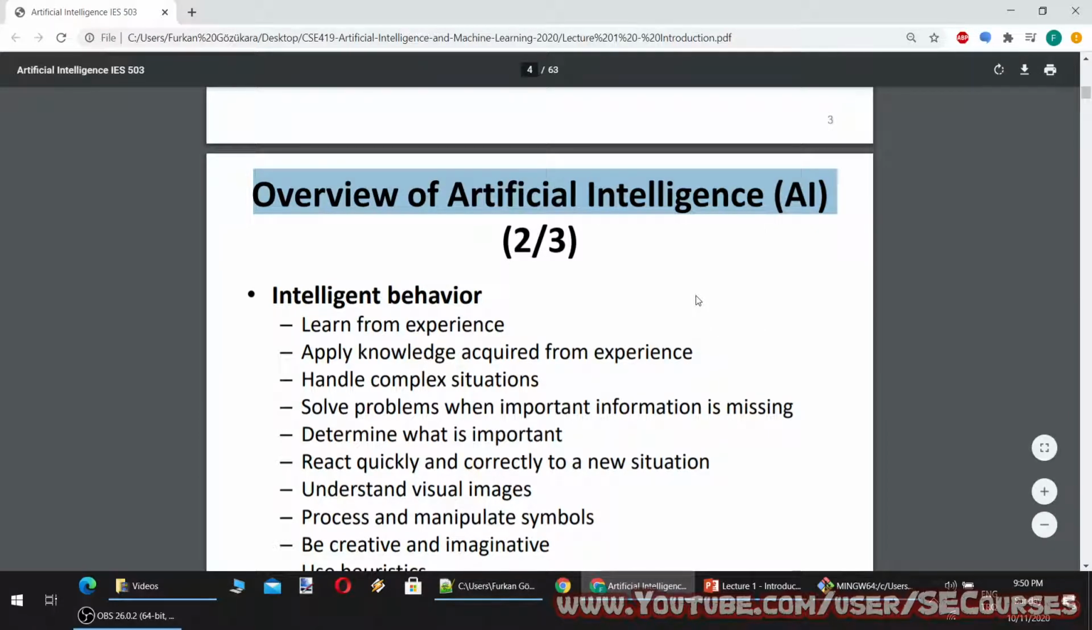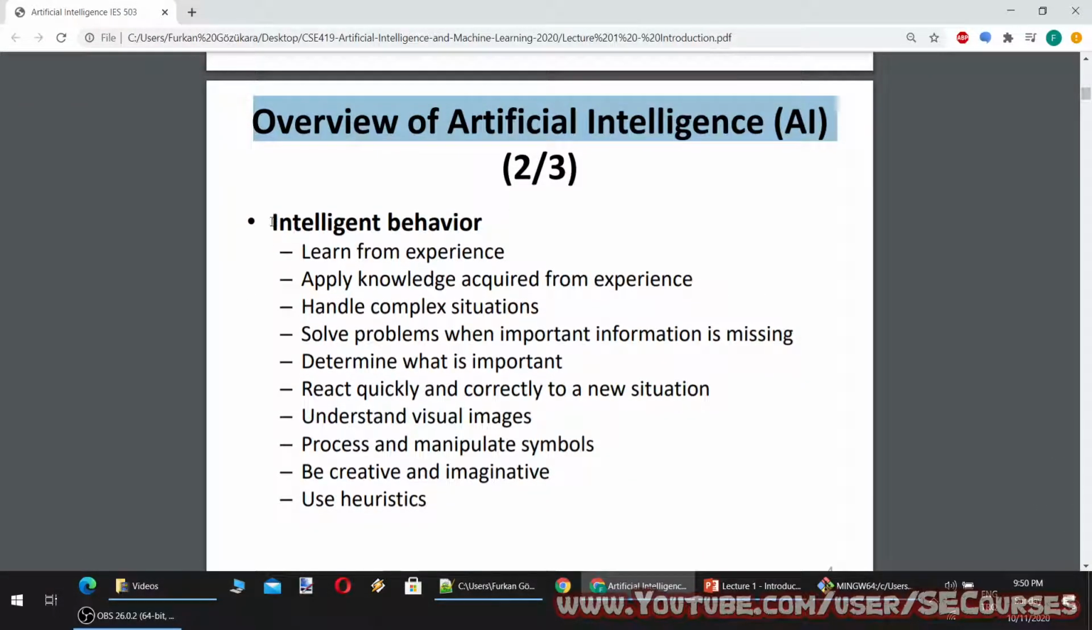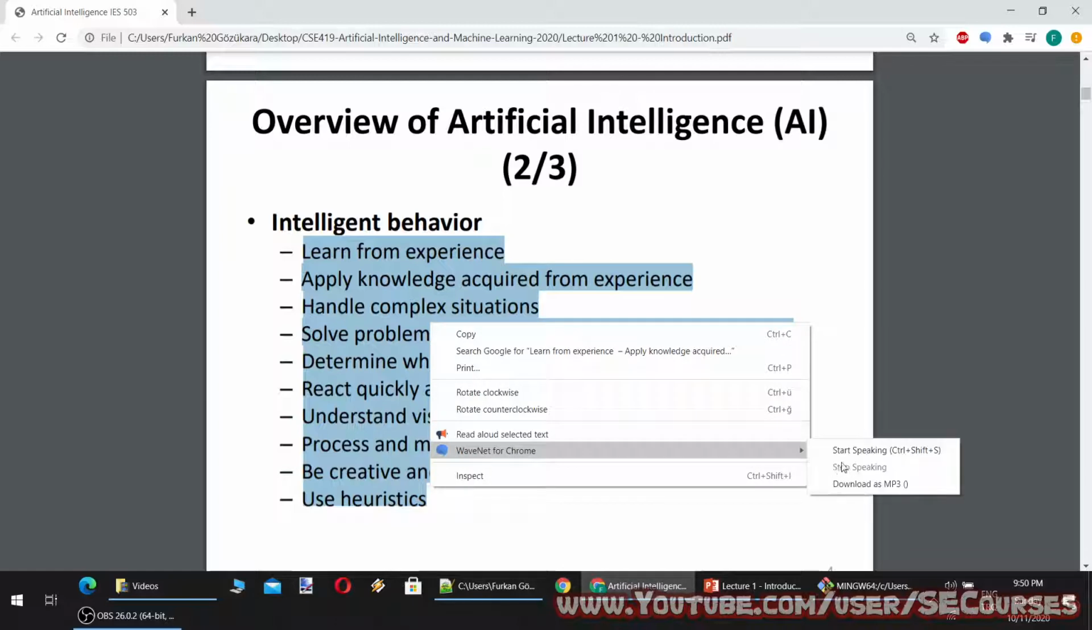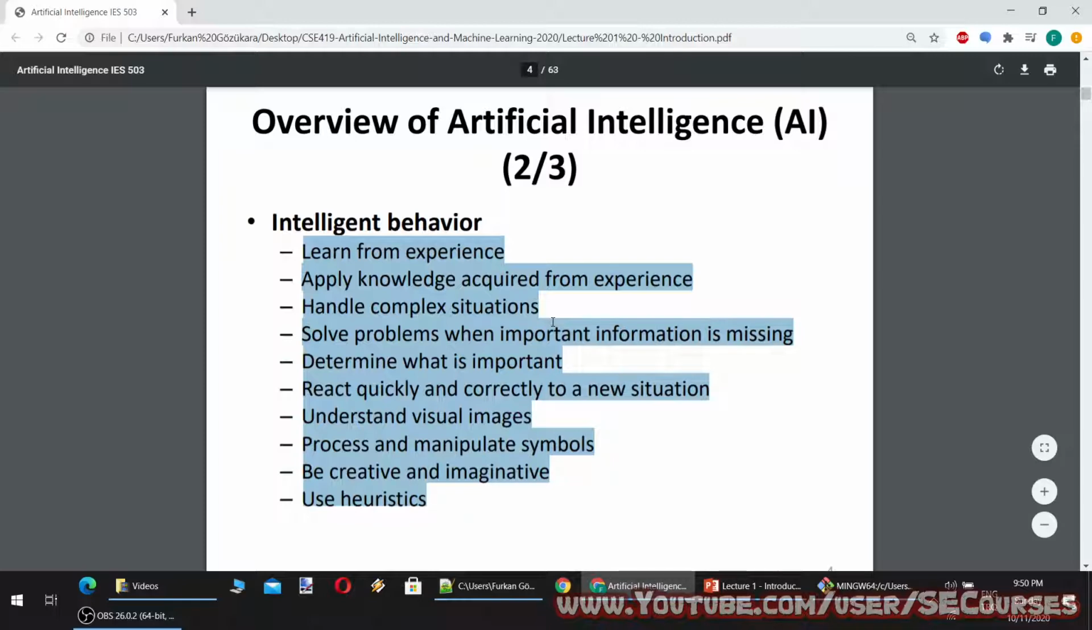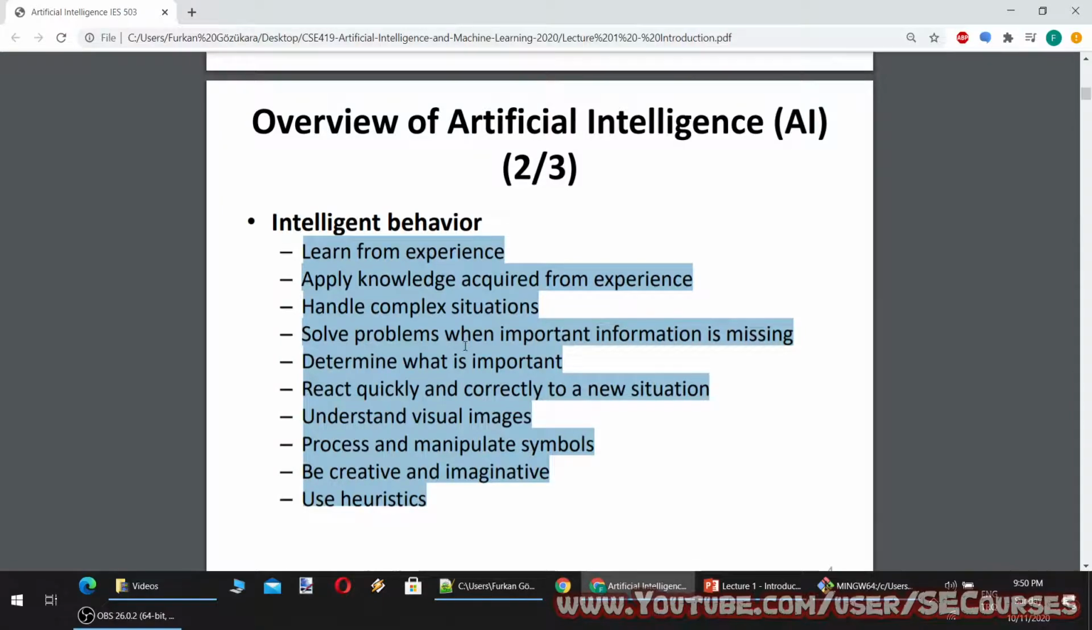Overview of artificial intelligence, AI. So let's define intelligent behavior. So what do we expect? Learn from experience, apply knowledge acquired from experience, handle complex situations, solve problems when important information is missing, determine what is important, react quickly and correctly to a new situation, understand visual images, process and manipulate symbols, be creative and imaginative, use heuristics. So all of these are aspects or features of intelligent behavior.